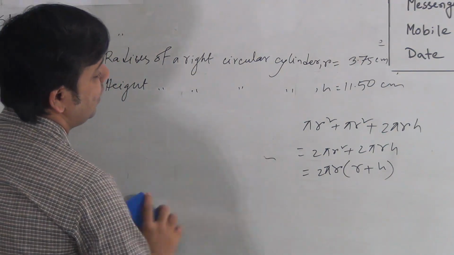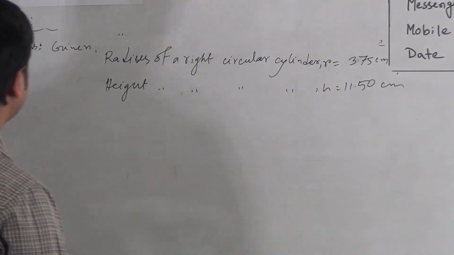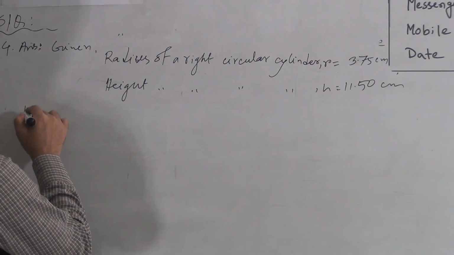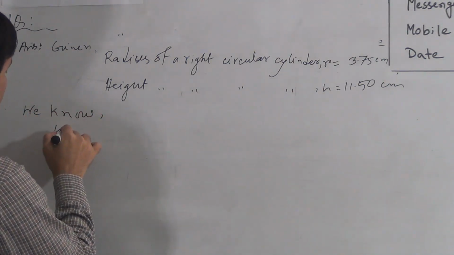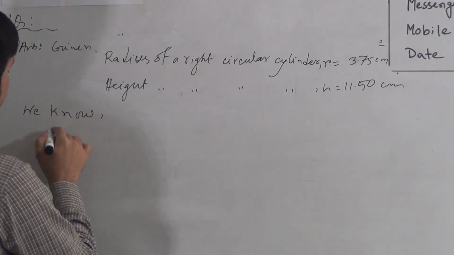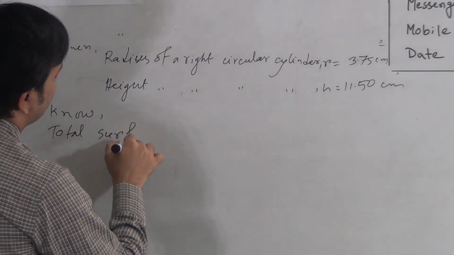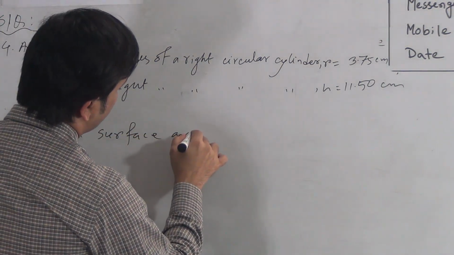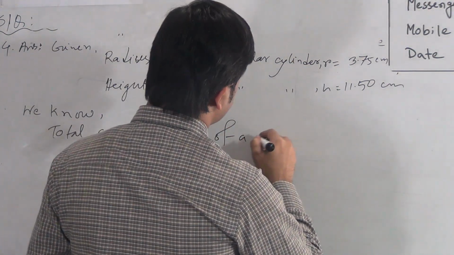So we can write the formula of determining the total surface area. We know the total surface area of a right circular cylinder.